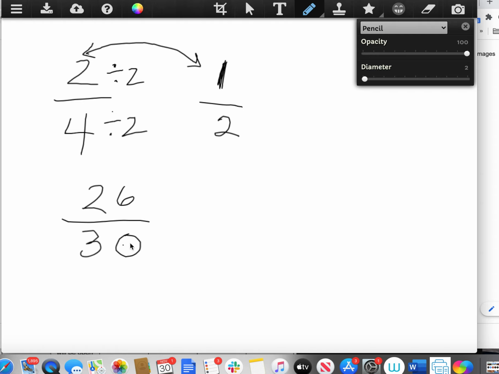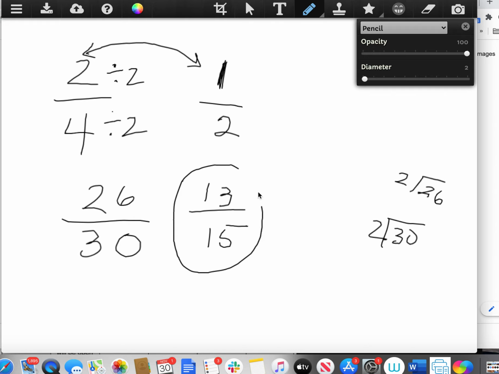So 2 goes into 30, and you can do it off to the side if you need to, but I know 2 goes into 30 15 times, all right? And 2 goes into 26, same thing. You'd have to work it out if you don't know. 2 goes into 26 13 times. 13 is a prime number, and there's nothing times 13 that'll give me 15, so this is my simplest form, equal to that, but the simplest form of that fraction.